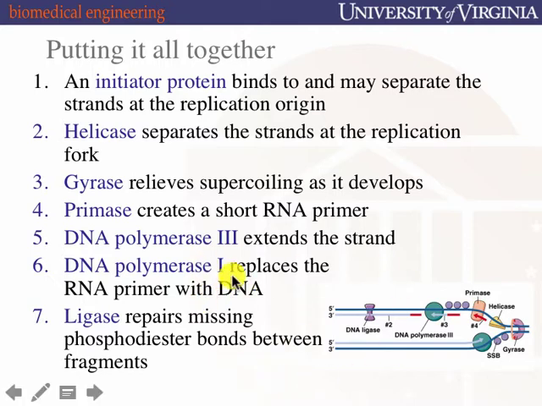DNA polymerase 1 is the DNA polymerase that's going to help us clean up those RNA primers. It's got that exonuclease activity, so it recognizes the end of that RNA primer, clips it, and replaces it with DNA. And then it clips the next one and replaces it with DNA. So instead of a gap between the RNA primer and the original strand, now we have a gap between the DNA polymerase 1 replacement of that RNA primer and the original DNA fragment.